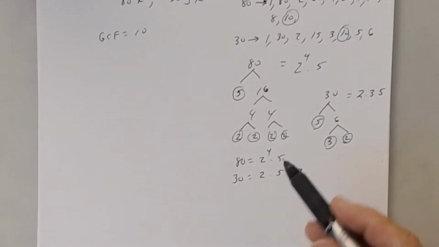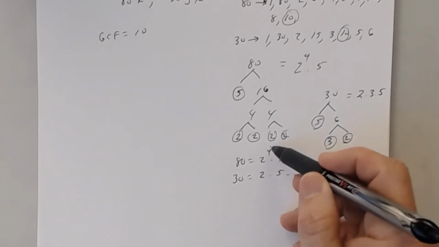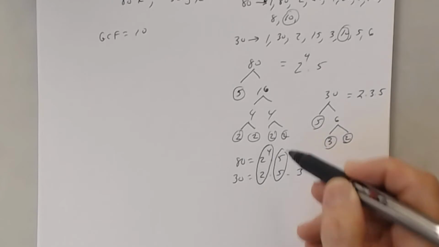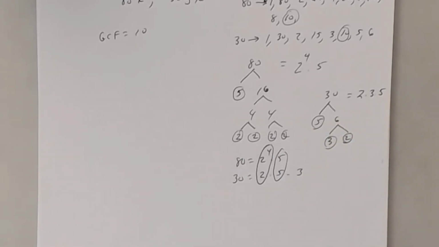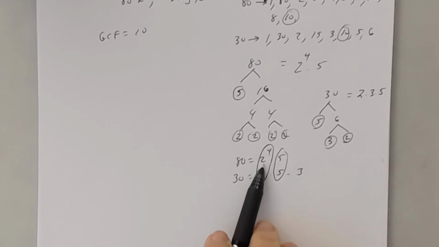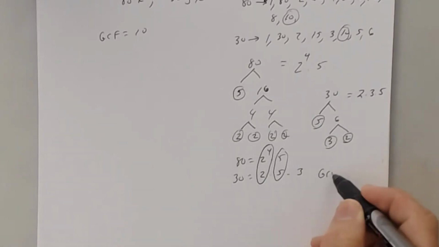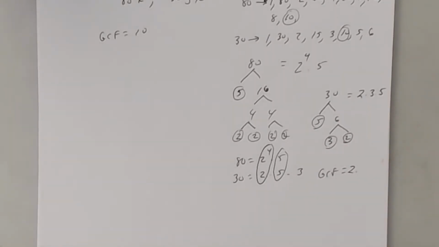All right. So I'm going to circle the 2's here. I'm going to circle the 5's because that's what they have in common, right? Okay. So in 80, how many factors of 2's are there? 4. In 30, how many factors of 2 are there? 1. So how many do they have in common? Just 1. So I'm going to have my GCF being 1 factor of 2. Okay.